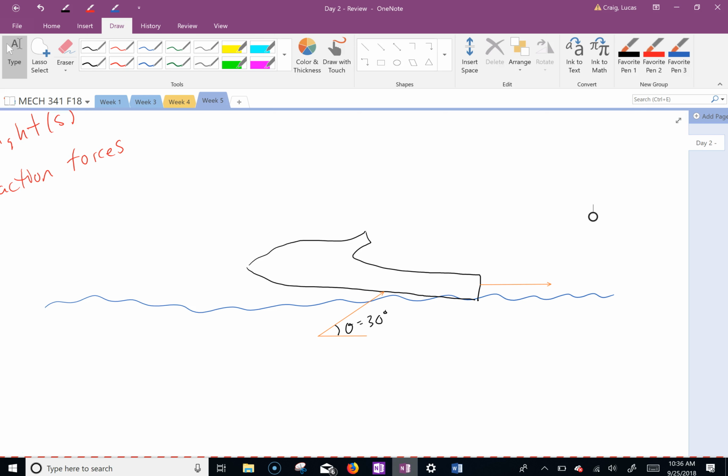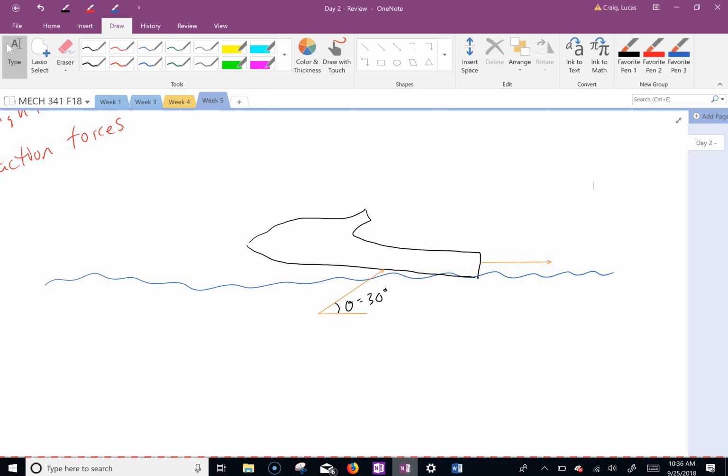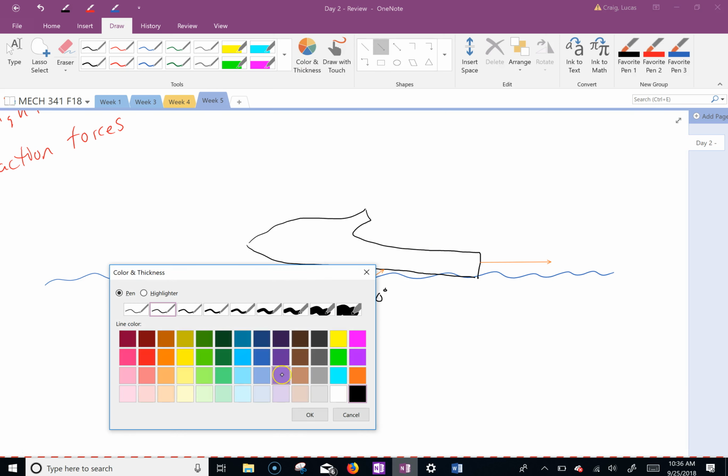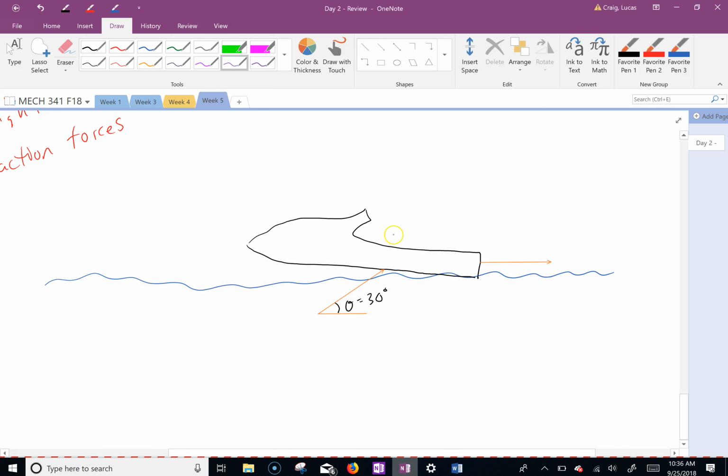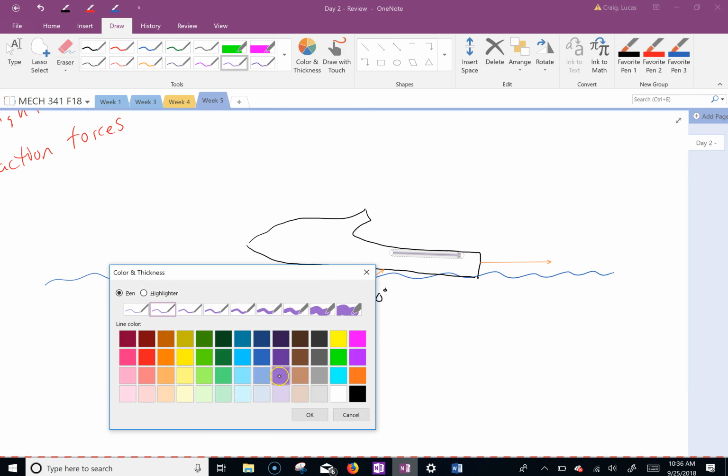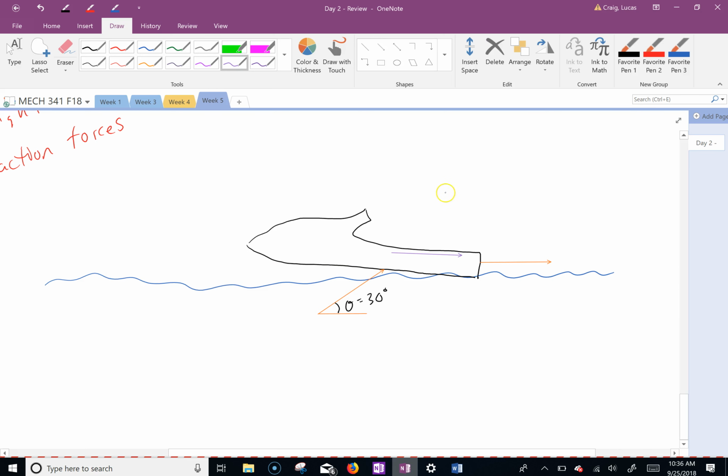Okay, and we create, well, let's make this purple. Purple is thrust, and we're going to call it Rx, and it's 300 pounds.